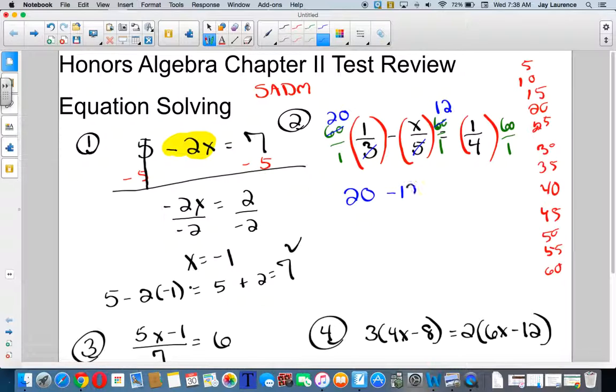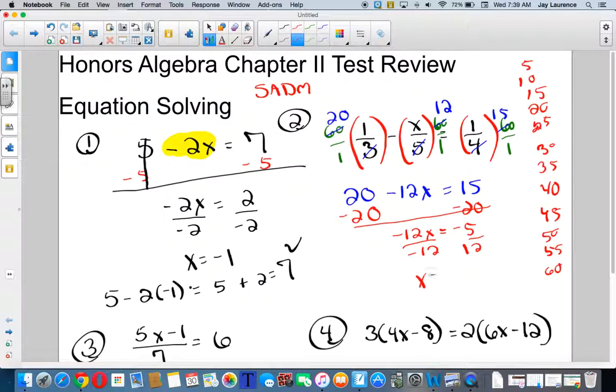So I have a negative 12x. And then over here, I'll have a 15 because 1 times 15 is 15. Now remember, if this wasn't a 1, I would have to multiply, right? Okay, so now it looks just like the problem I did. So I'm going to subtract 20, and I'm going to get that negative 12x equals negative 5. I'm going to divide by negative 12, divide by negative 12. X is going to equal positive 5/12. Yeah, I forgot to put that negative on the division, but I did say it when I did it.